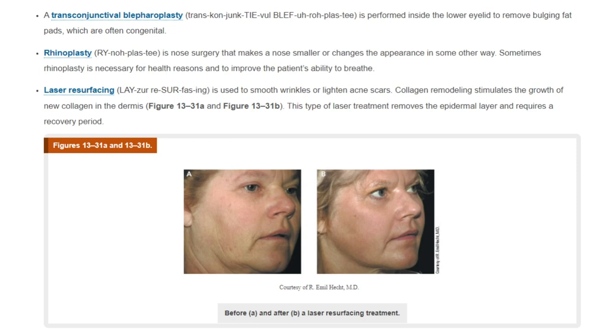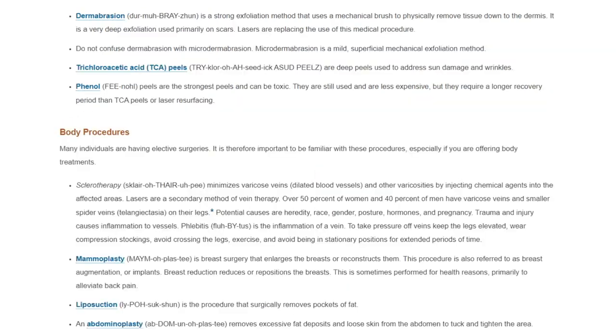Figures 13:31a and 13:31b. Before, A, and after, B, a laser resurfacing treatment. Dermabrasion is a strong exfoliation method that uses a mechanical brush to physically remove tissue down to the dermis. It is a very deep exfoliation used primarily on scars. Lasers are replacing the use of this medical procedure. Do not confuse dermabrasion with microdermabrasion. Microdermabrasion is a mild, superficial mechanical exfoliation method.